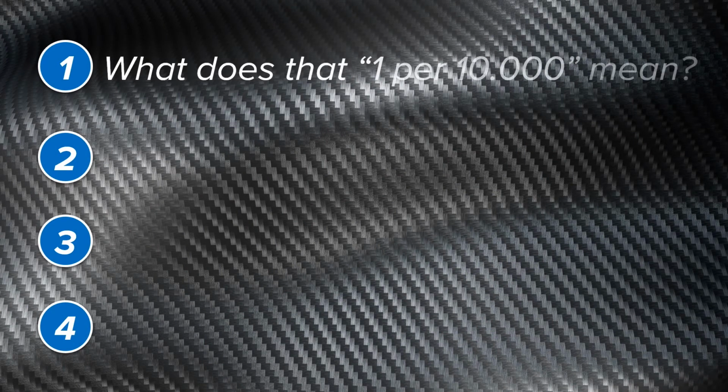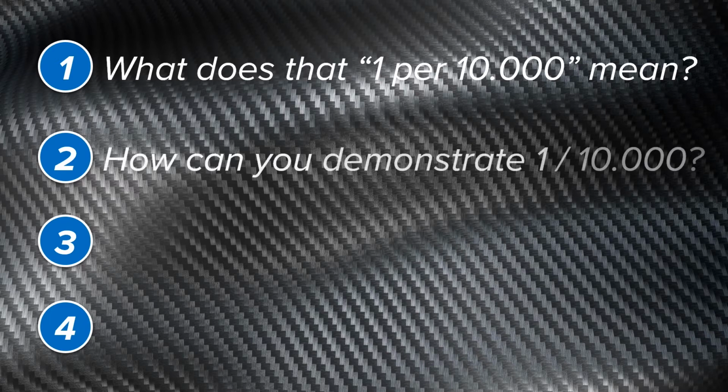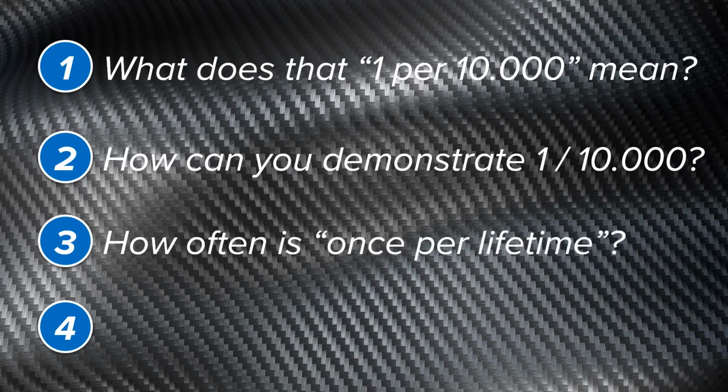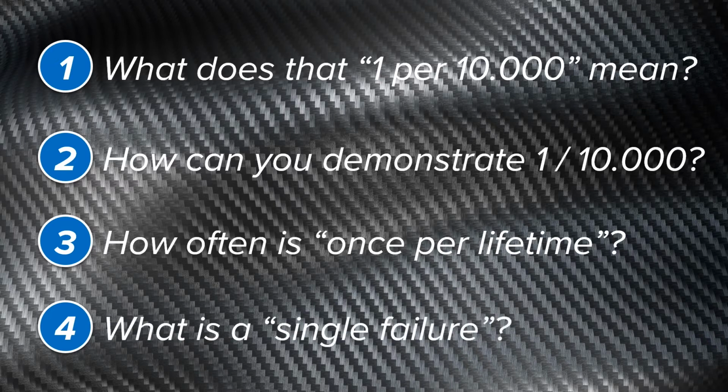These requirements raise 4 questions. Question 1. What does 1 per 10,000 flight hours mean? Does it imply, for instance, that your drone simply cannot crash in the first 10,000 flight hours? Question 2. How can you demonstrate 1 per 10,000? Is it necessary to actually fly for 10,000 hours to demonstrate compliance? Question 3. How often is once per lifetime for any given drone? And question 4. What is meant by a single failure?